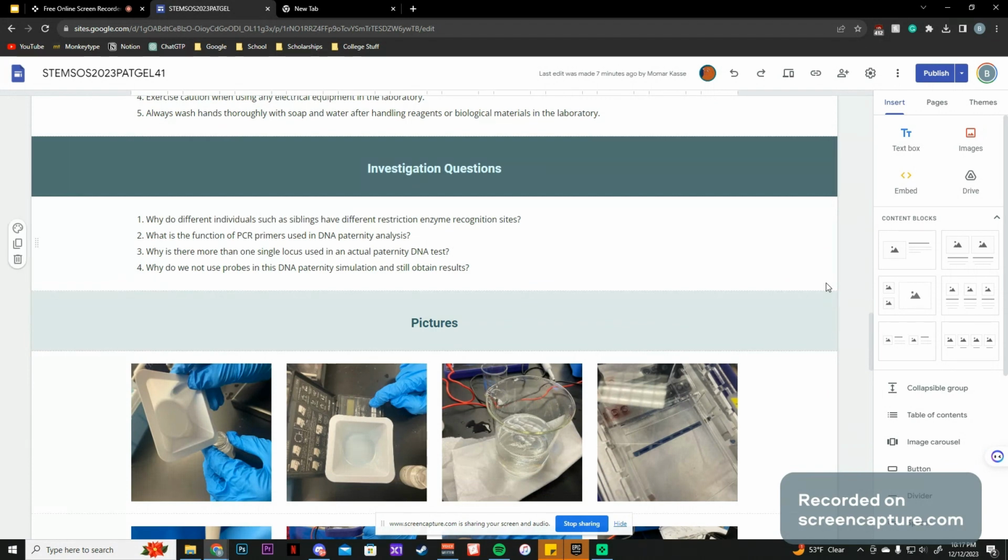So, some of our investigation questions include: why do different individuals, such as siblings, have different restriction enzyme recognition sites? What is the function of PCR primers in DNA paternity analysis? Why is there more than one single locus used in an actual paternity test? And why do we not use probes in this DNA paternity simulation and still obtain results?